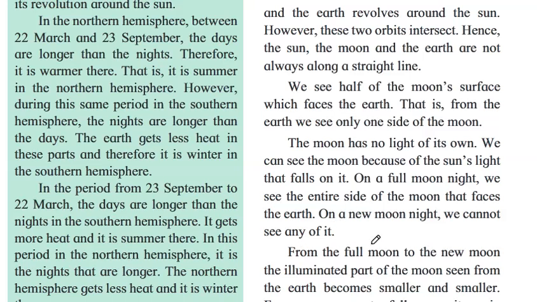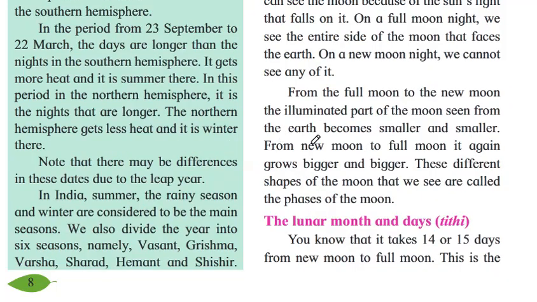From the full moon to the new moon, the illuminated part of the moon seen from the earth becomes smaller and smaller. From new moon to full moon, it again grows bigger and bigger. These different shapes of the moon that we see are called the phases of the moon.